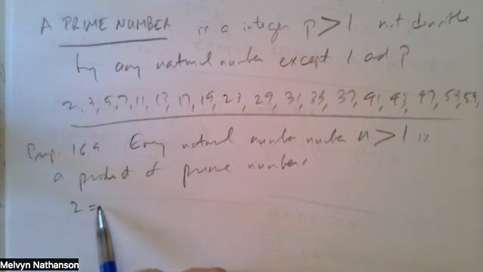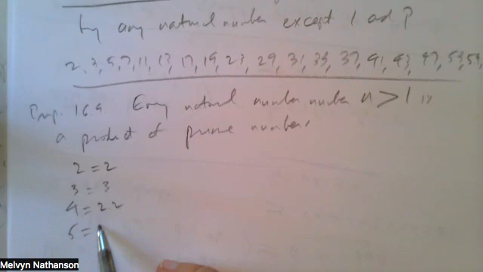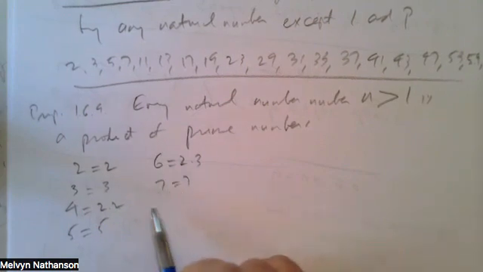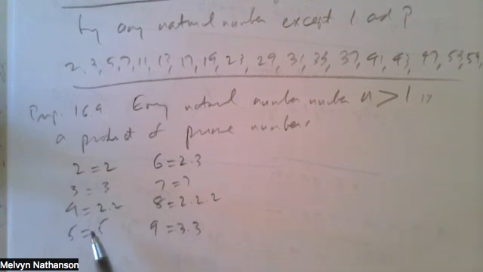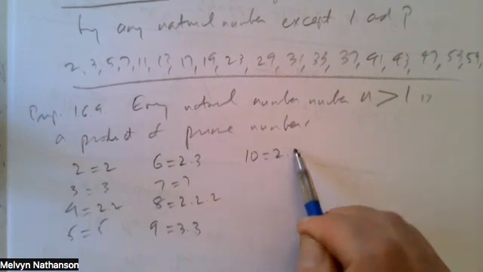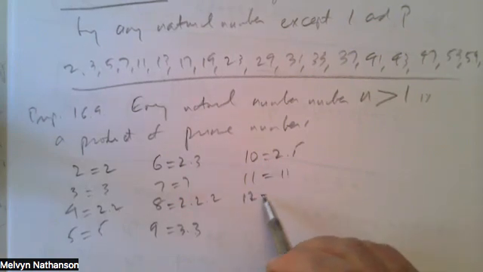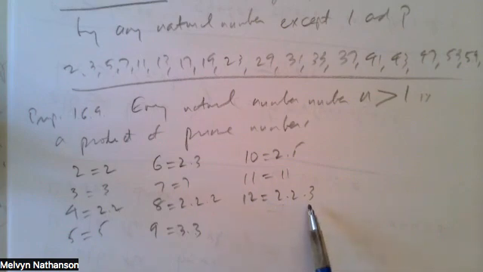So for example, 2 is 2, that's a prime. 3 is 3, that's a prime. 4 is 2 times 2, a product of primes. 5 is 5. 6 is 2 times 3. 7 is 7. 8 is 2 times 2 times 2. 9 is 3 times 3. These are all products of prime numbers. 10 is 2 times 5. 11 is 11, it's prime. 12 is 4 times 3, but 4 is not a prime, but 4 is 2 times 2, so 12 is a product of 3 prime numbers, 2 taken twice, plus 3.